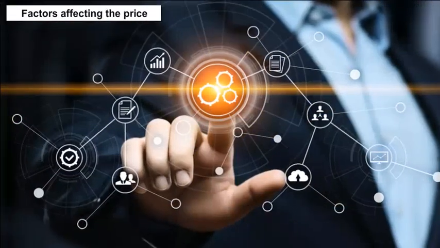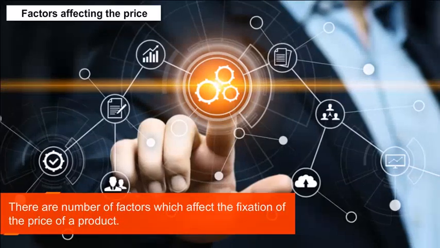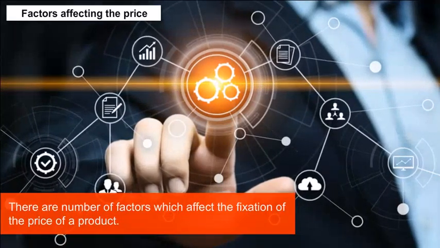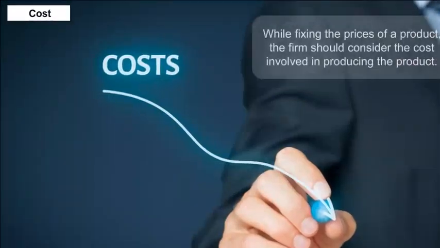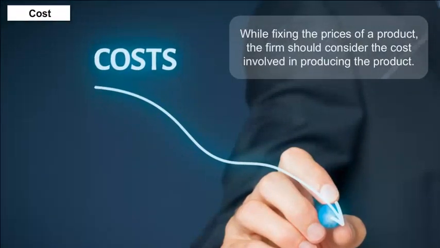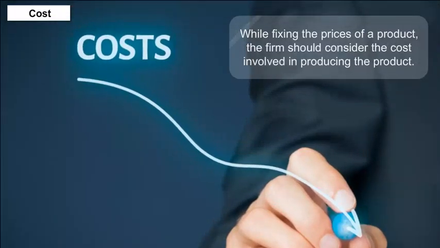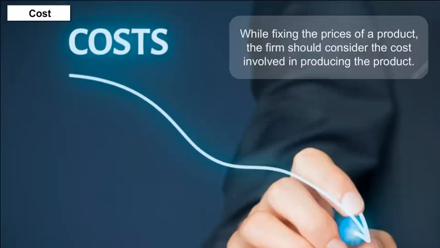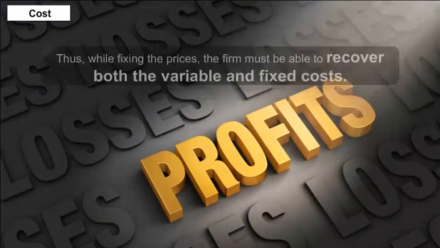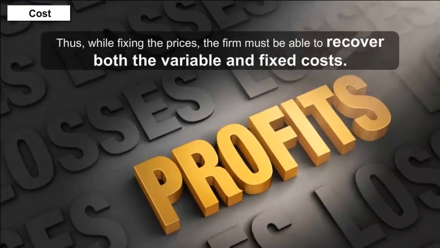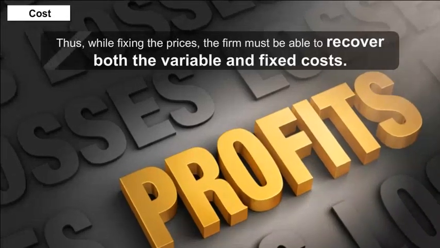Factors affecting the price. There are a number of factors which affect the fixation of the price of a product. Some of the important factors in this regard are seen below. Cost. While fixing the prices of a product, the firm should consider the cost involved in producing the product. This cost includes both the variable and fixed costs. Thus, while fixing the prices, the firm must be able to recover both the variable and the fixed costs.